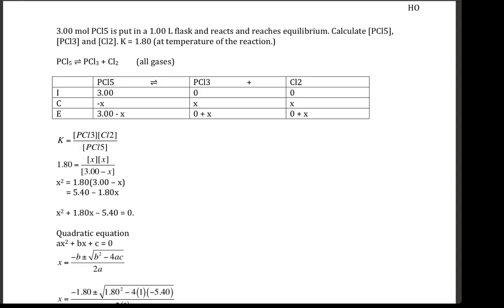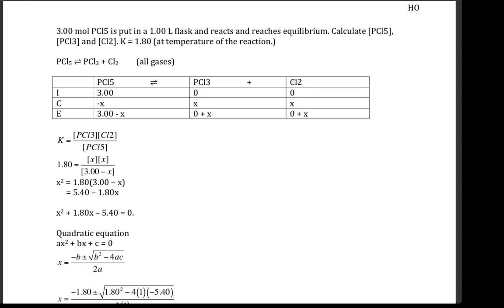We write out our equilibrium expression, PCl3 times Cl2 divided by PCl5 equals K. We know K is 1.80. We put that in. We put in what we have for the equilibrium concentrations in terms of the X for the PCl3 and the Cl2. And then for the PCl5, we have the 3.00 minus x. We do some algebra to get that to look like a quadratic equation.